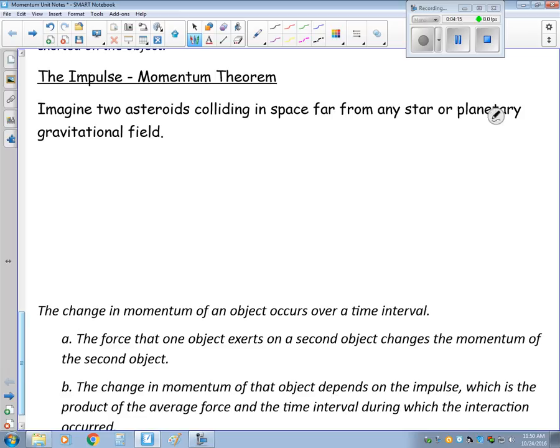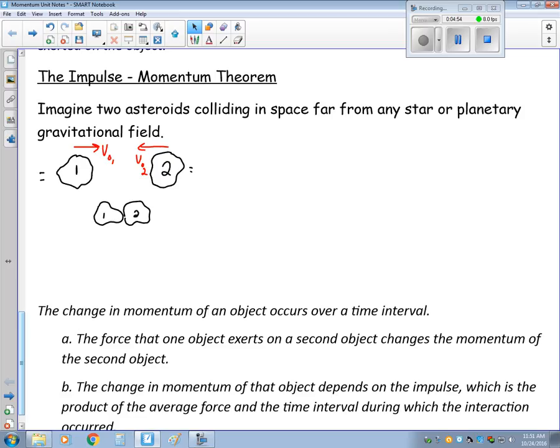So let's say I have one asteroid. It's moving. And I have a second asteroid. And it's moving. So both of these have initial velocities. So they're both moving. And obviously they're going to collide. So when they collide, that's an interaction. They're interacting with each other.